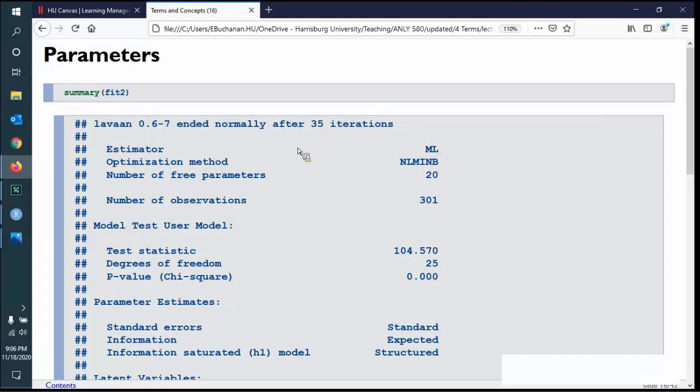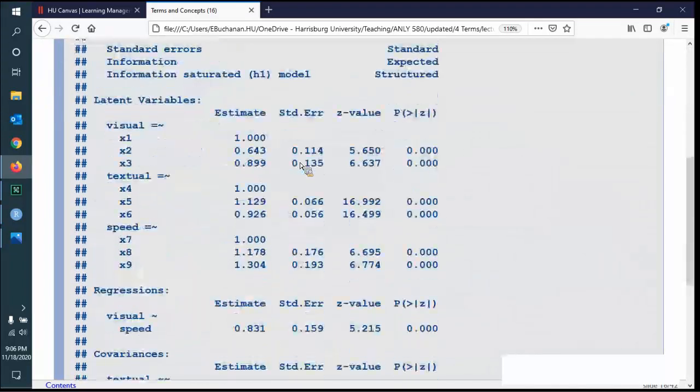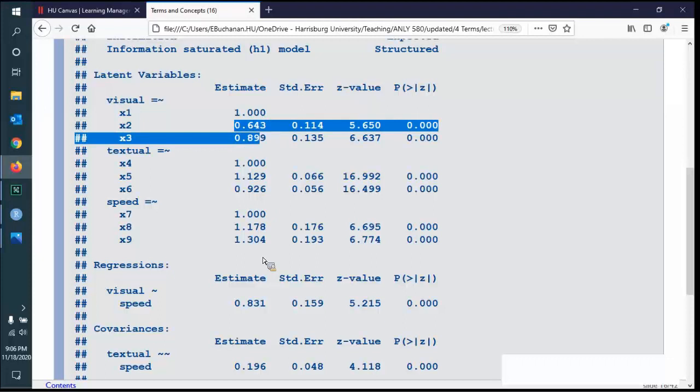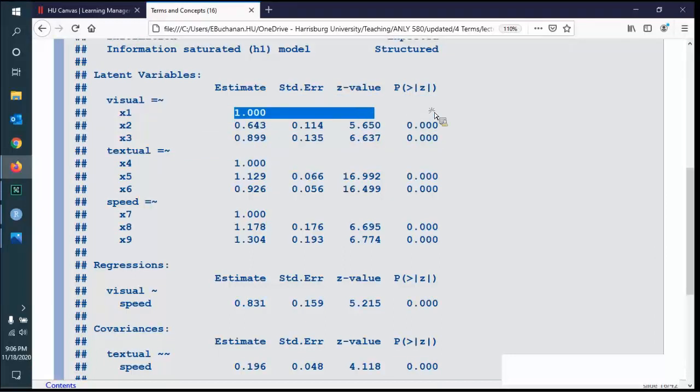I'm showing you some output from a model I ran at the beginning, but hid. We're going to skip some of the stuff at the beginning and I'm going to come back to it. But here are the interesting parts you want to look for. Latent variables here. See how it shows you the equals tilde. Our visual latent variable is comprised of x1, x2, x3. Our estimates here, just like in lm, it says estimate. You get the standard error, the z-score, and the p-value. We'll talk in a little bit about why there's nothing here.